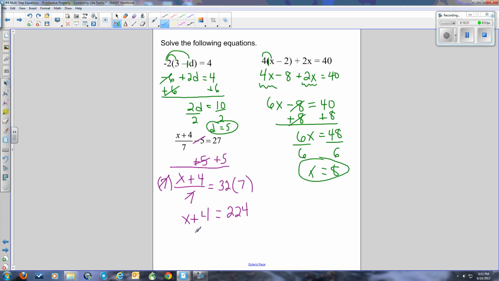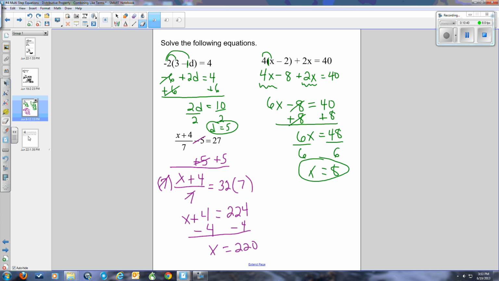And we want to get x alone. Now we can do our subtracting of 4. So we can subtract 4 from each side. And we get x equals 220. Okay, so now let's move on to the next page.